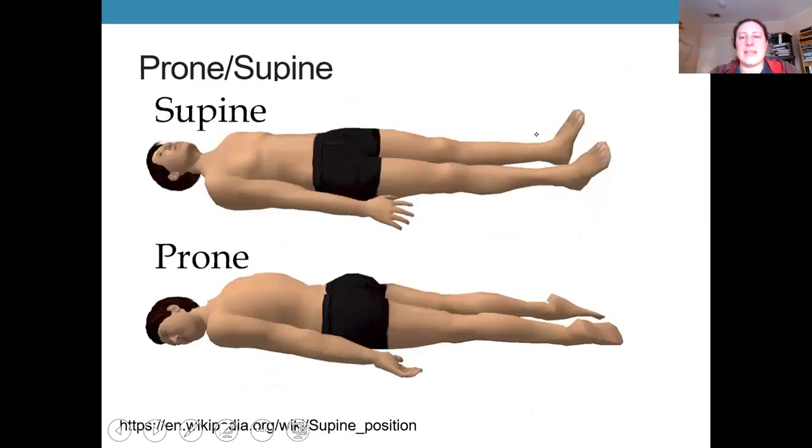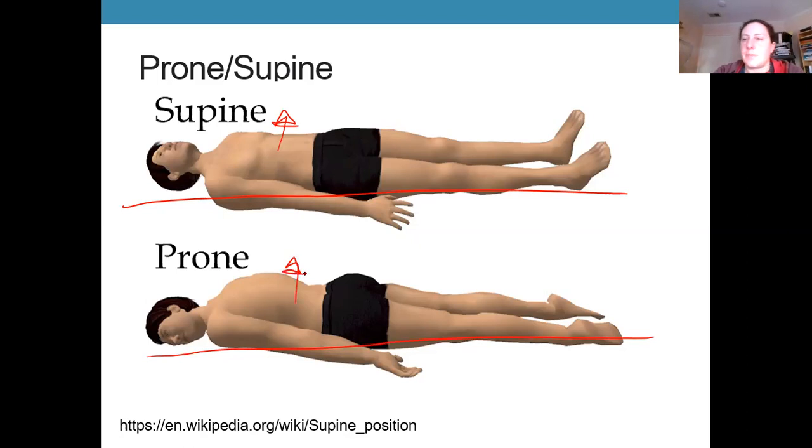So when you're laying down, we use prone and supine to mention which part of your body is facing up or down. So the supine position is when the anterior aspect of your body is facing up and the posterior aspect of your body is lying on the ground. And the prone position is when the anterior part of your body is on the ground and the posterior part of your body is facing up. So that's kind of the same concept. And unfortunately, they really don't make very good diagrams for that. So all I have is these creepy Wikipedia pictures.